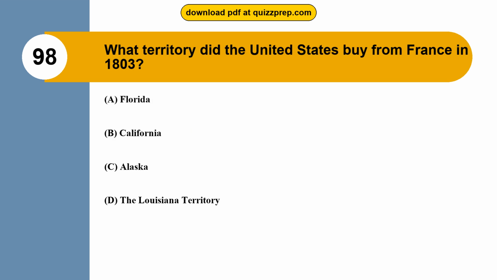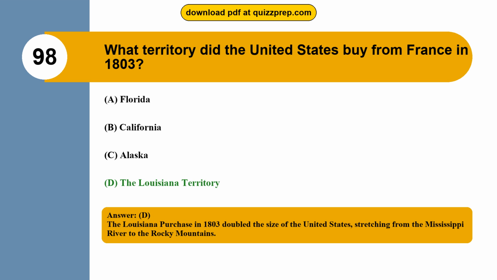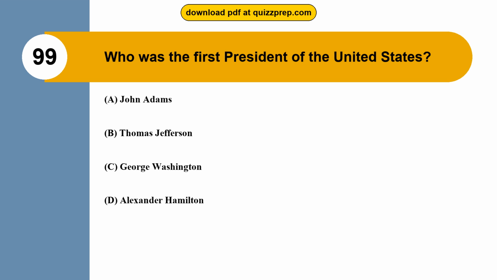Question 98. What territory did the United States buy from France in 1803? Option A, Florida. Option B, California. Option C, Alaska. Option D, the Louisiana Territory. The correct answer is option D, the Louisiana Territory. The Louisiana Purchase in 1803 doubled the size of the United States, stretching from the Mississippi River to the Rocky Mountains.